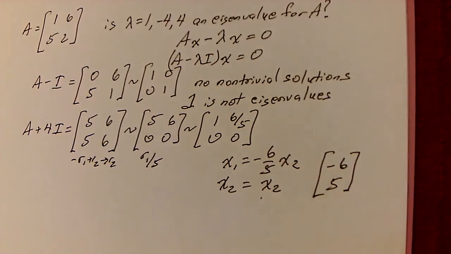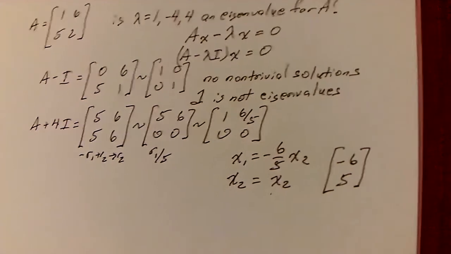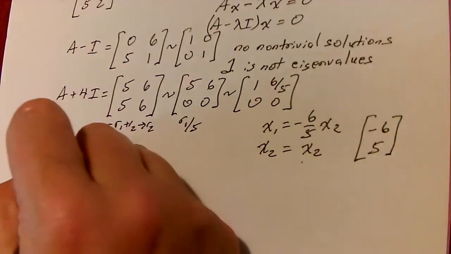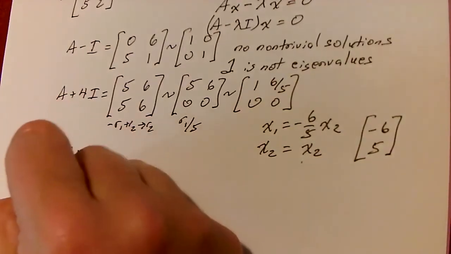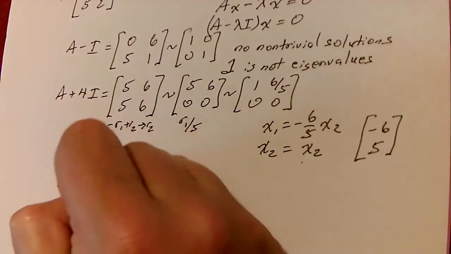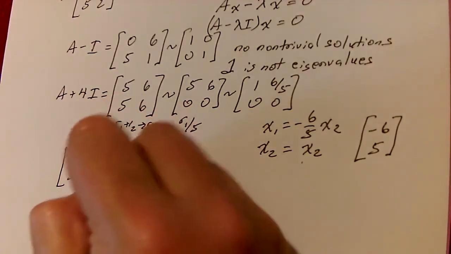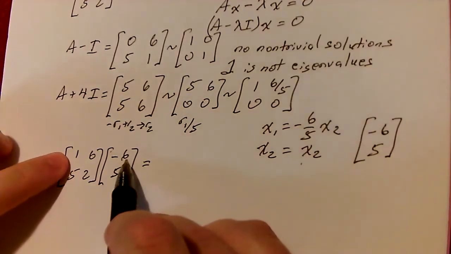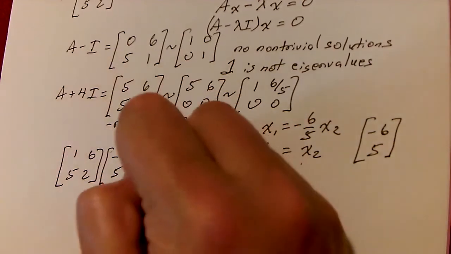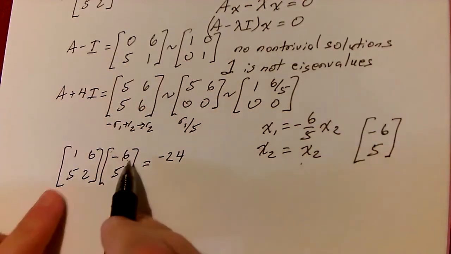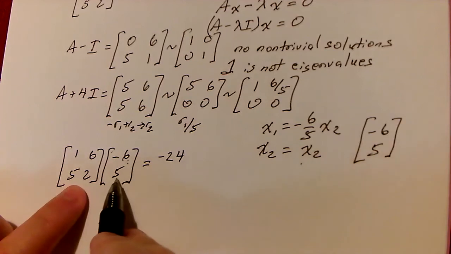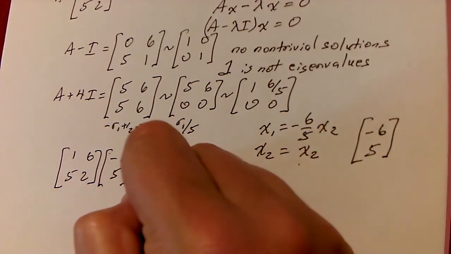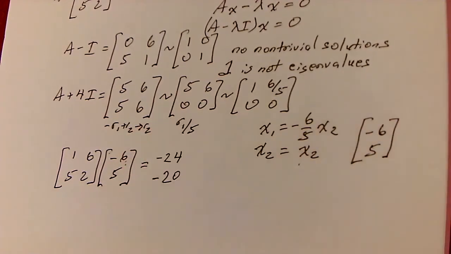Okay, so negative 6, 5. Let's check our work, okay? If I do A, which remember is 1, 6, 5, 2, times my vector I just found, negative 6, 5, and I multiply those, so I've got negative 6 plus 30. That's a negative 24. I've got negative 30 plus 10. It's a negative 20.